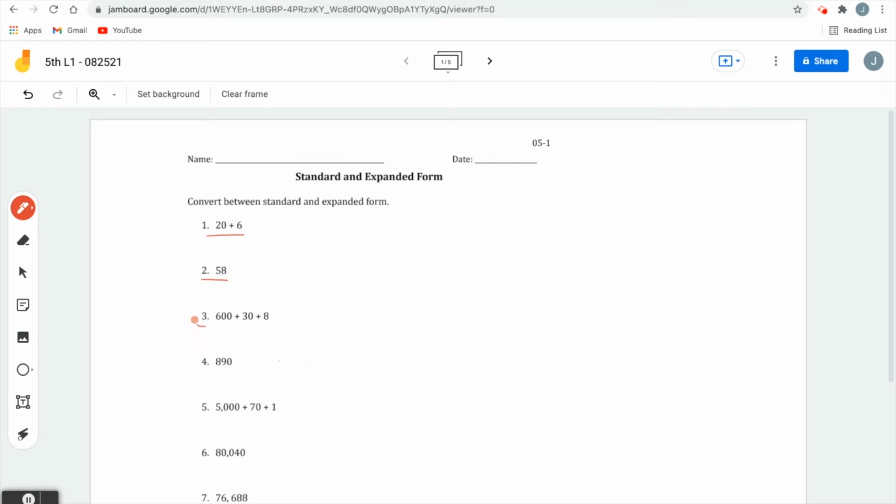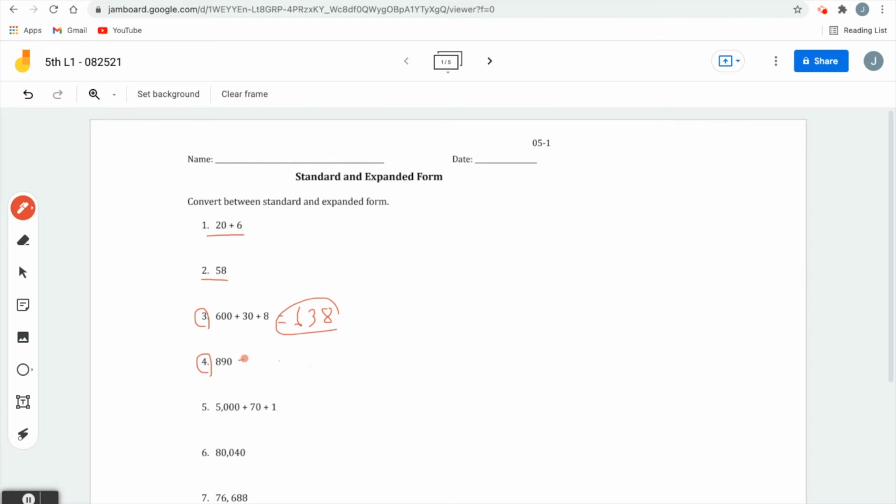So we're going to go over question number 3 and 4. Let's look at number 3. We have expanded form here, so we're going to convert this to standard form. We just add these numbers. That's it. So 600 plus 30 plus 8 is going to be 638, and this is going to be the final answer.